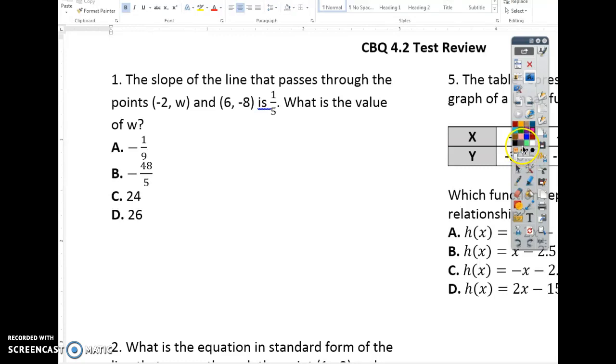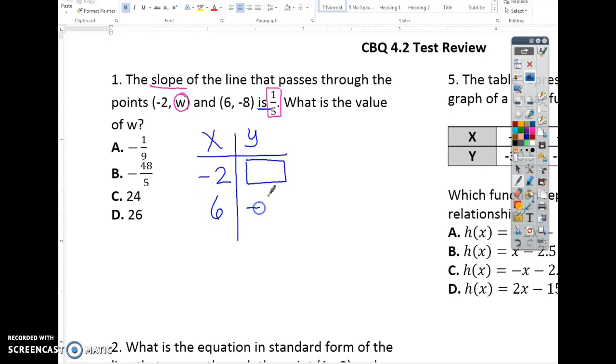Problem number 1 is asking, we need a W, what number goes in here so that the slope is 1/5, and we're talking about slope. So let's make a table out of that, and let's not put the W in there. So here is my table, x, y, -2, and some number, and 6, -8. So a number is going to go in here, and that's one of the answer choices. And that's going to make this table have a slope of 1/5.